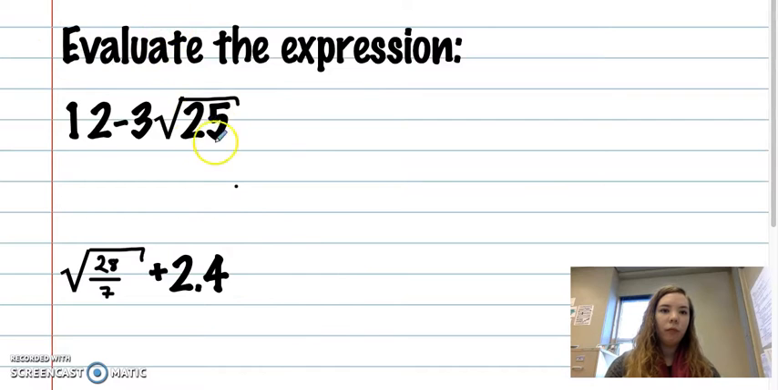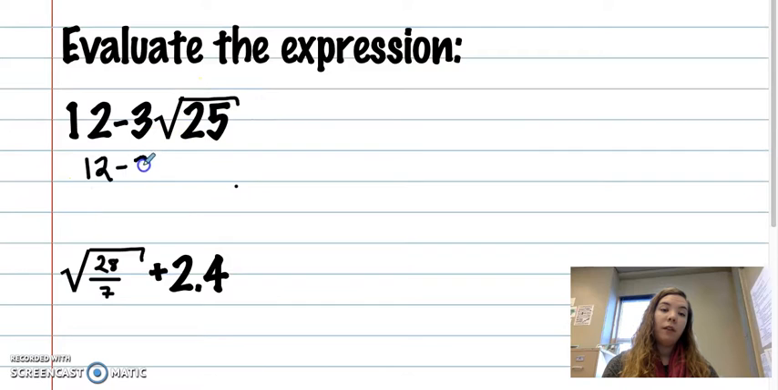So we have to do order of operations. Roots fall under the category of exponents, so in PEMDAS, it goes under E. I don't have any parentheses, but then I'm going to do my exponent, the square root of 25.